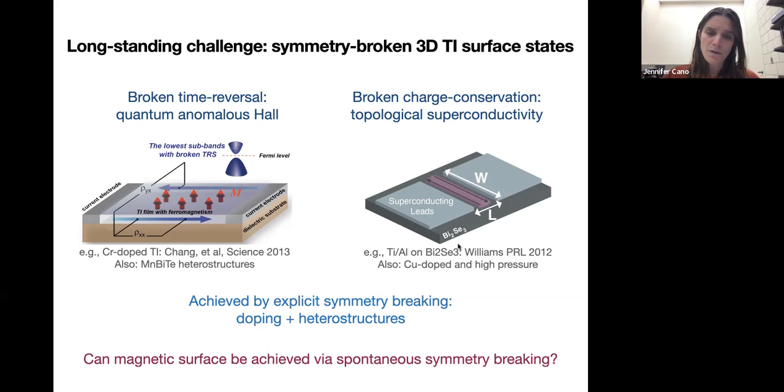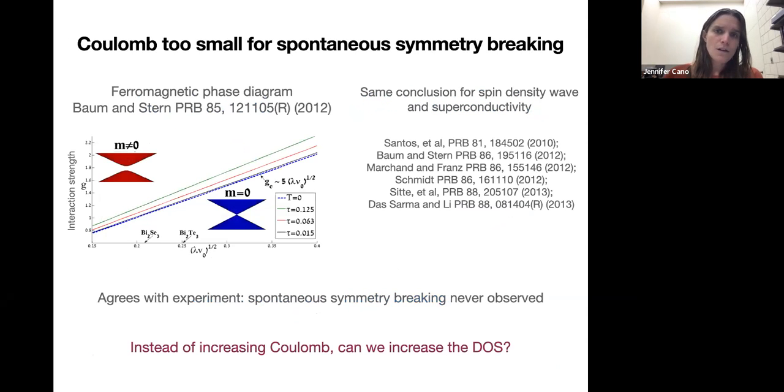But I think one of the open questions here is, can we achieve spontaneous symmetry breaking on the 3D TI surface? So this question was asked already at the inception of this field around 10 years ago. Can you get spontaneous symmetry breaking on the surface of a TI? And so I think this paper by Adi Stern and company is pretty interesting. There they looked at spontaneous symmetry breaking with ferromagnetic surface order. And so they computed this interesting phase diagram.